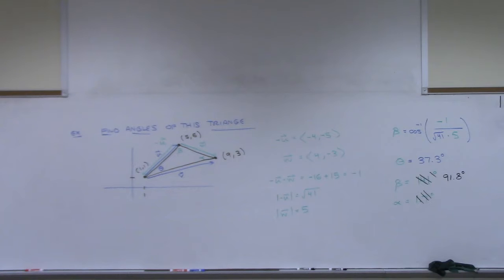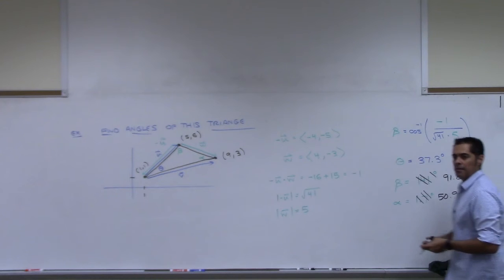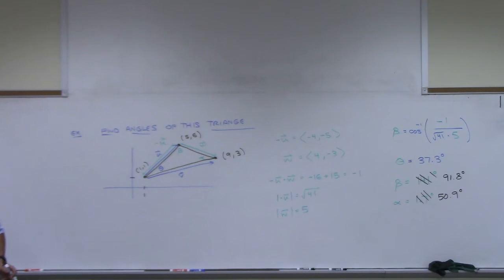Okay, so add those, 91.8 plus 37.3, and then take that away from 180, 50.9. Okay. Questions? You okay with that?